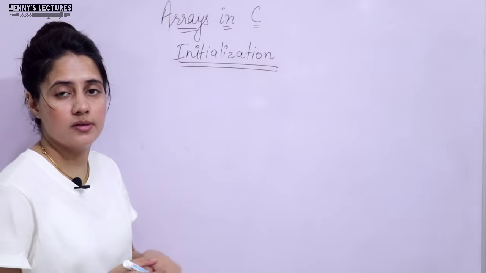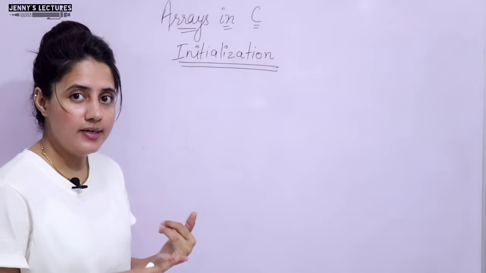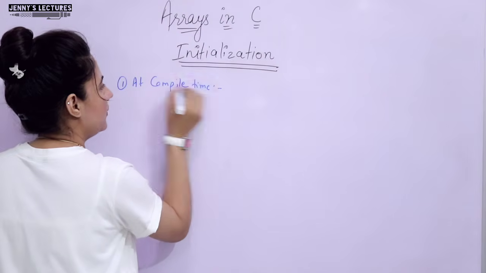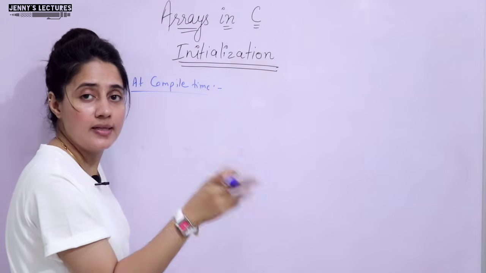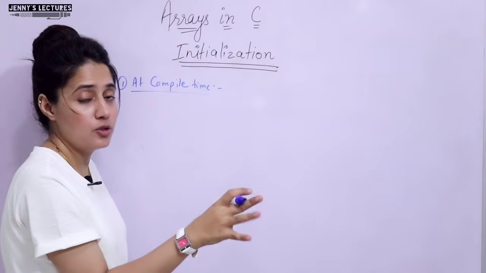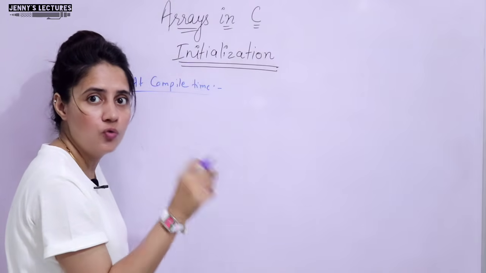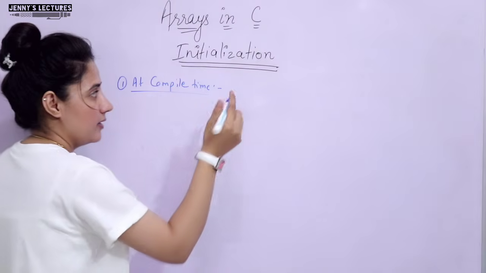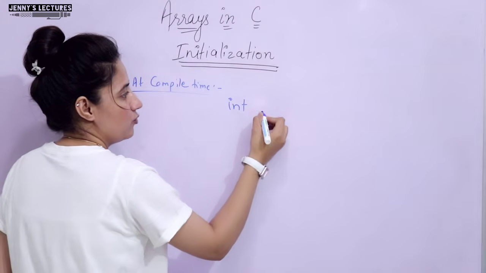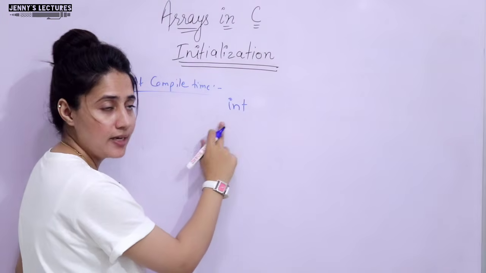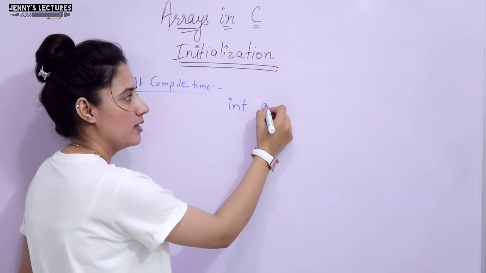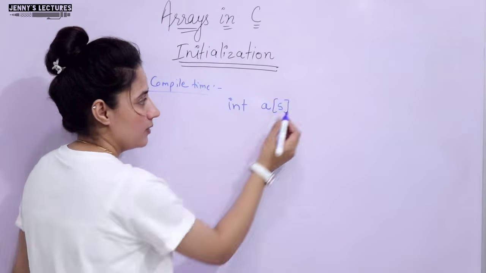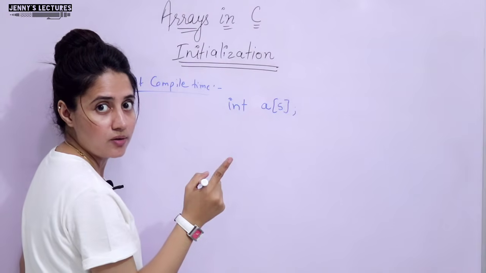There are two ways, at compile time and at run time, both we will see. First, at compile time, it means when you declare the array, at that time only you initialize the array, meaning whatever elements, whatever numbers you want in that array, at that time only you provide the data items. You remember, I guess, how to declare an array. First the data type, then the array name, I am taking A here, and the size I am taking as 5. This is the declaration.